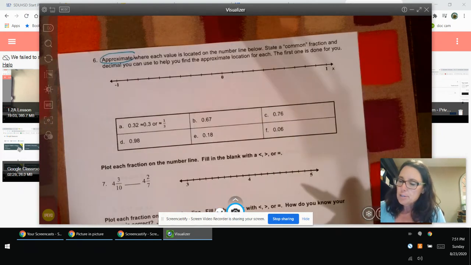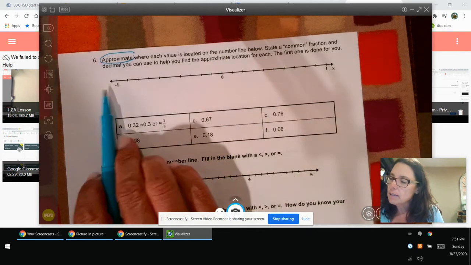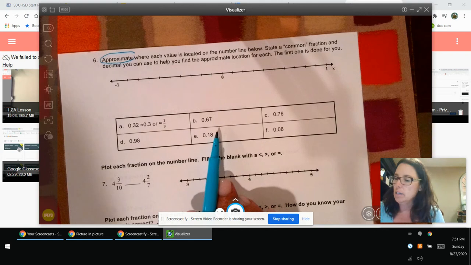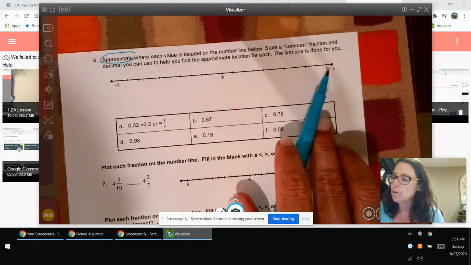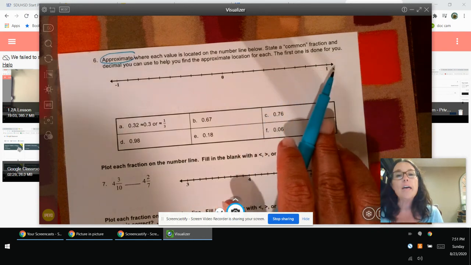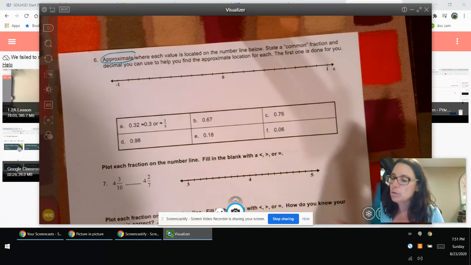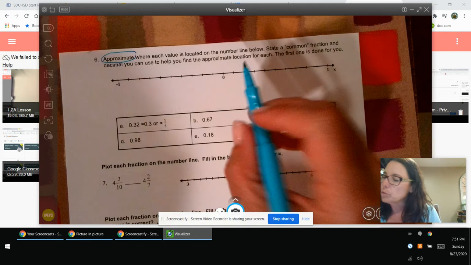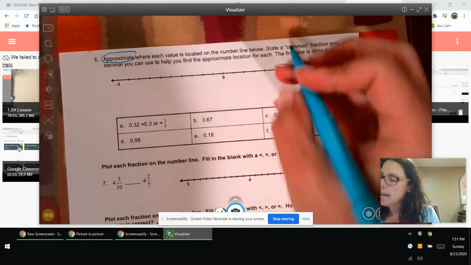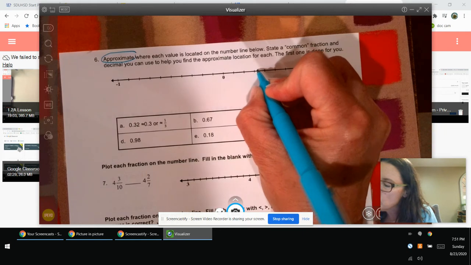Okay, and again, we've got nothing going on in the negatives in this chart. Everything is going to be between 0 and 1. And again, our scale is in tenths. Okay, so 0.32, well, here's 0.3. So we're going to have it be just a smidge.